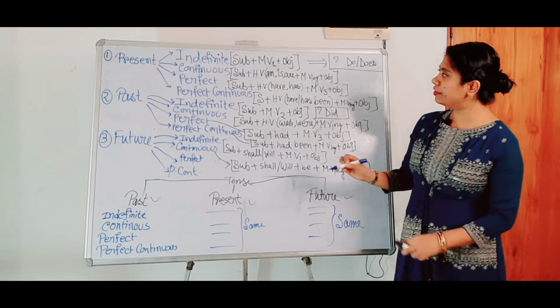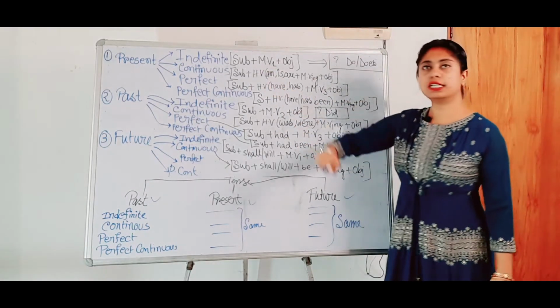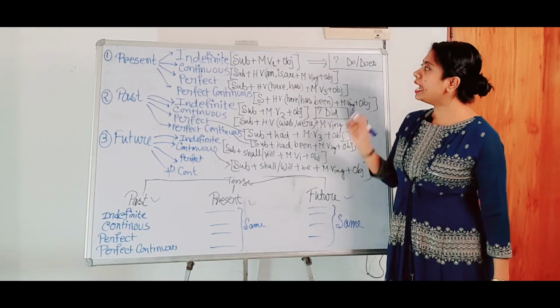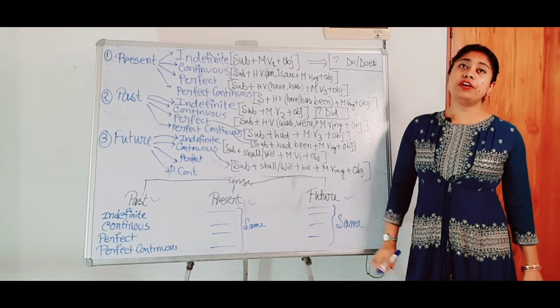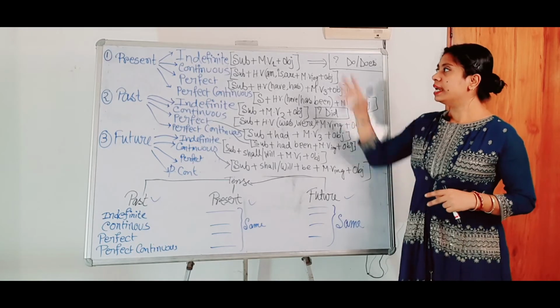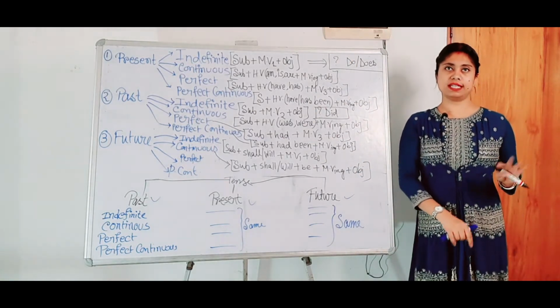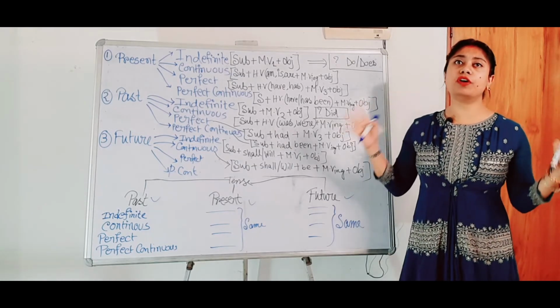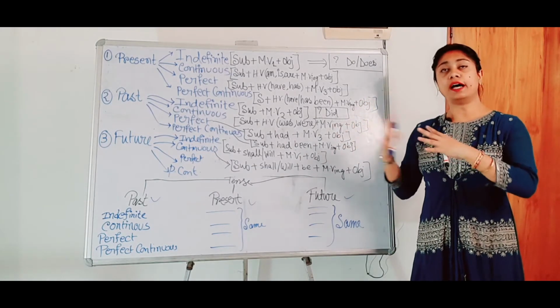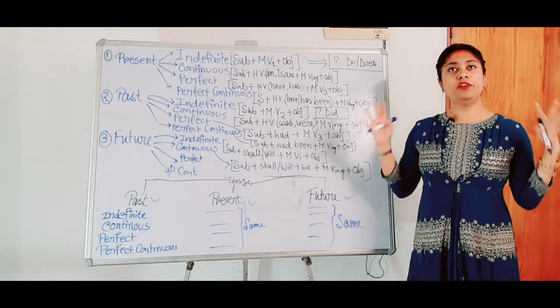In present indefinite tense, the formula will be subject, MV1 and object. MV1, it means, okay, one more thing I'm going to tell you, that in these 12 sentences, always remember that helping verbs are necessary with the main verb, because without the helping verb, you are not going to understand which tense it is.